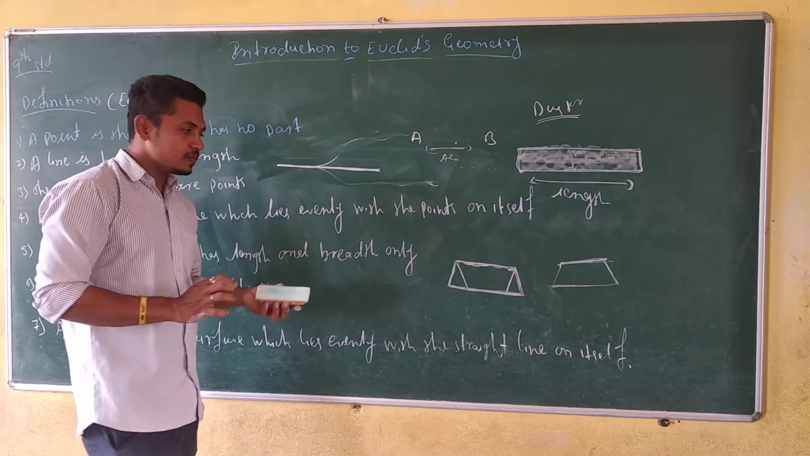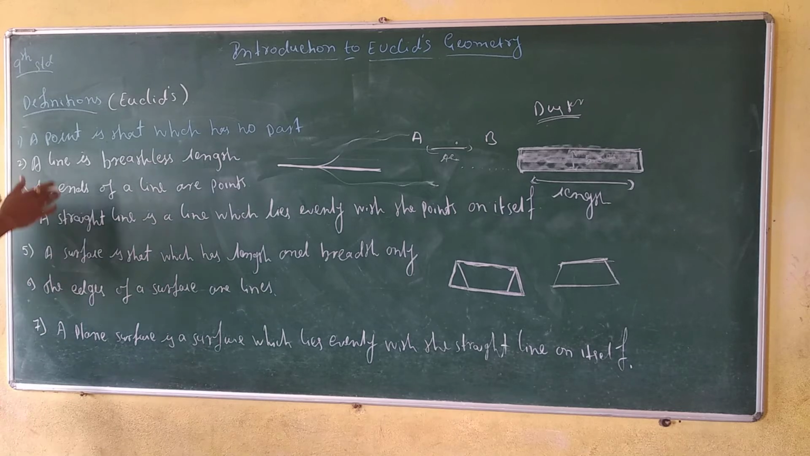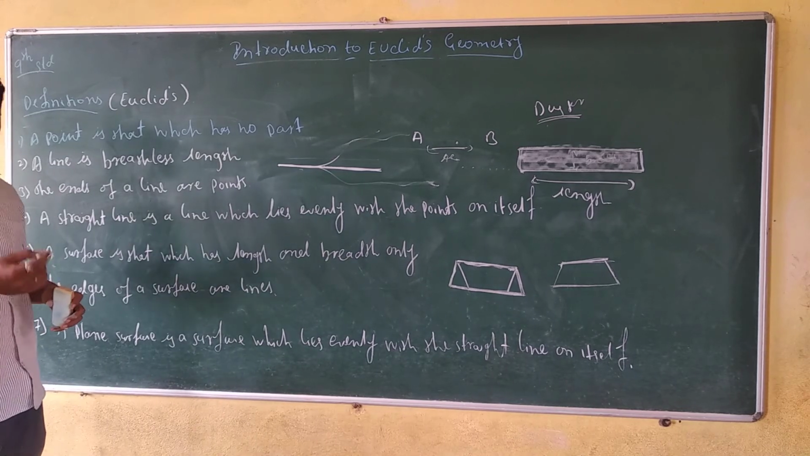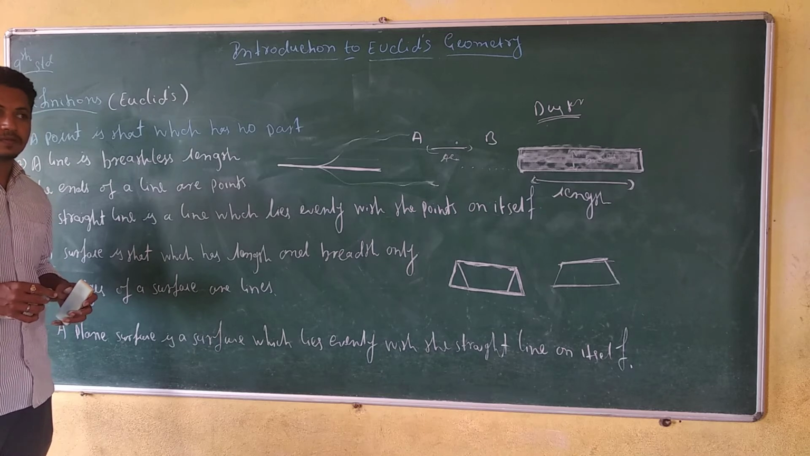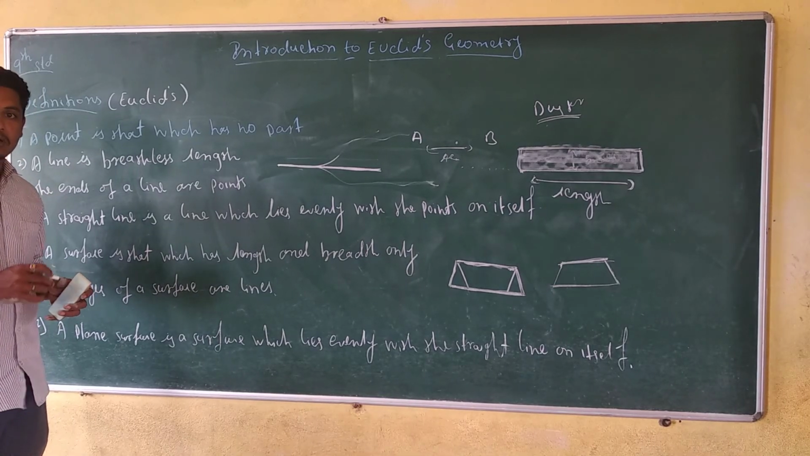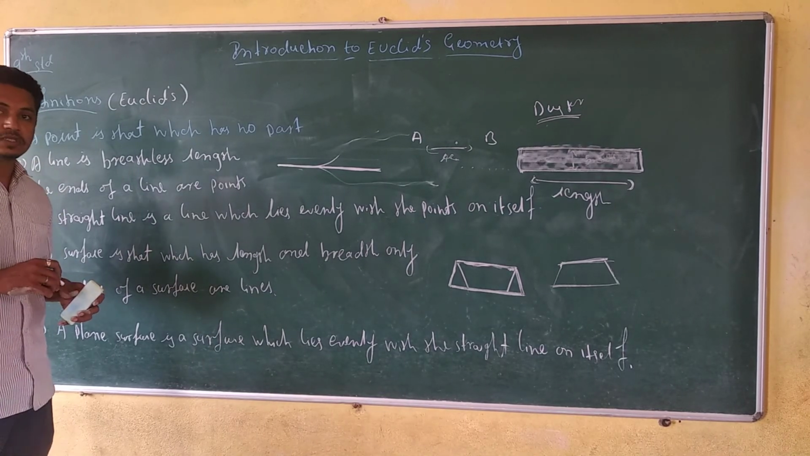Is it clear? So now please note down all these seven definitions of Euclid, and we shall start from here in the next class. We have to discuss their axioms. We have seven axioms, and now we have to discuss these axioms.